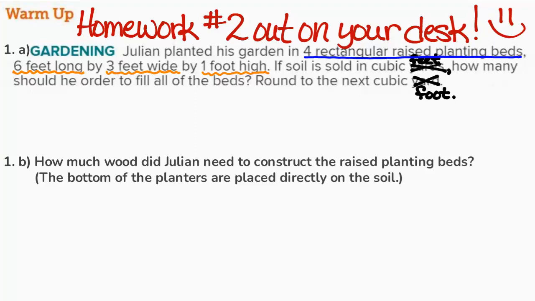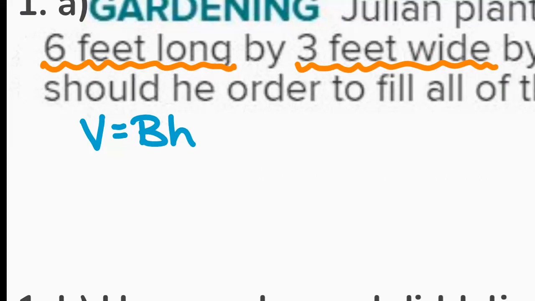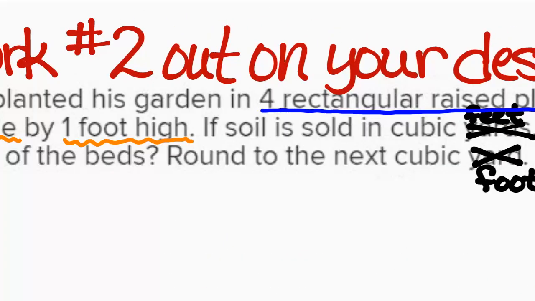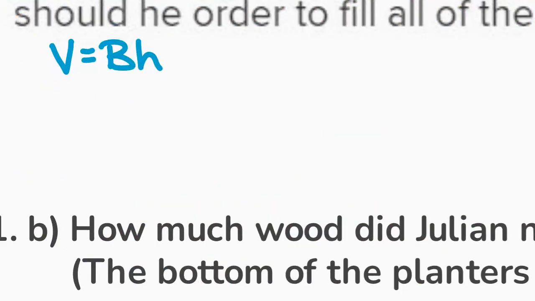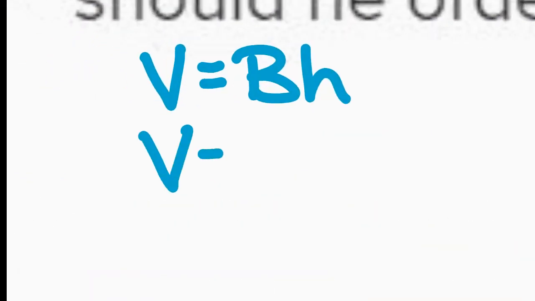If you're wanting to fill the inside, is that volume or surface area? That's volume. So volume is equal to area of the base times the height of the prism. What shape is the base? A rectangle. It said it was rectangular. And how do you find the area of a rectangle?